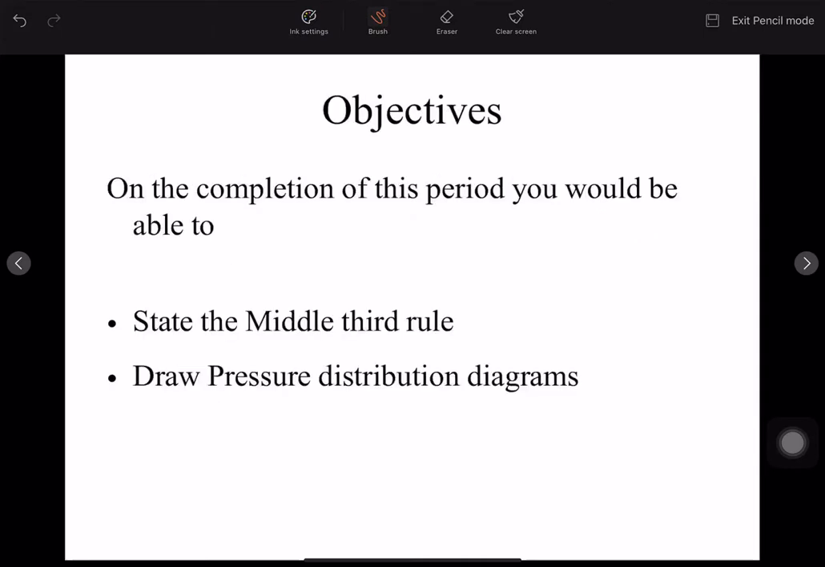In this class, our main objectives are to state the middle third rule, I mean, what is meant by the middle third rule, and to draw the pressure distribution diagrams. So these things we'll be seeing in this class, which are very useful for our analysis of a dam structure.